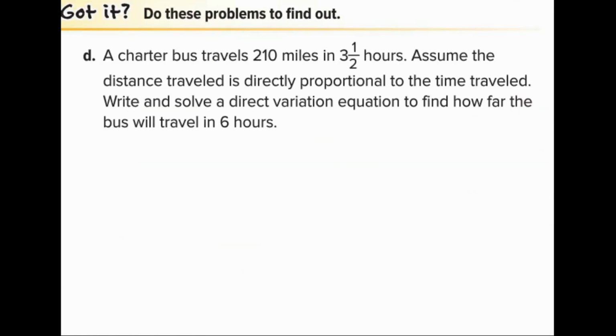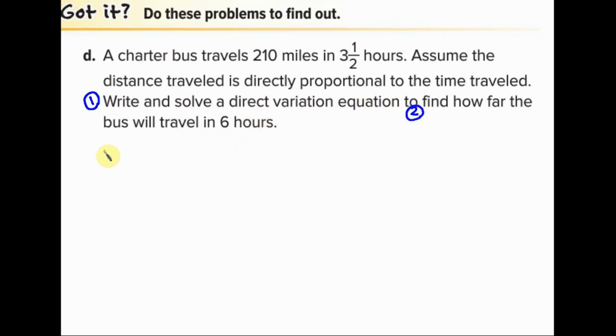One last problem that we are looking at is a charter bus travels 210 miles in 3.5 hours. Assume the distance traveled is directly proportional to the time traveled. Write and solve a direct variation equation to find how far the bus will travel in 6 hours. So again, I will need to 1. Write the direct variation equation. Then 2. I need to know how far this bus is traveling for 6 hours. That's going to be my second part.